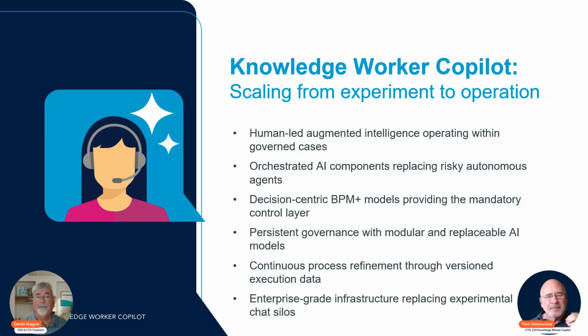So we're moving past this AI hype and replacing these risky agent tools that we mentioned in the first two architectures with the knowledge worker copilot. We always keep human in the loop, and we always operate within strictly governed cases, right? And using this neuro-symbolic approach, we wrap our modular AI in those BPM plus models, and we have deterministic guardrails that keep that technology flexible.